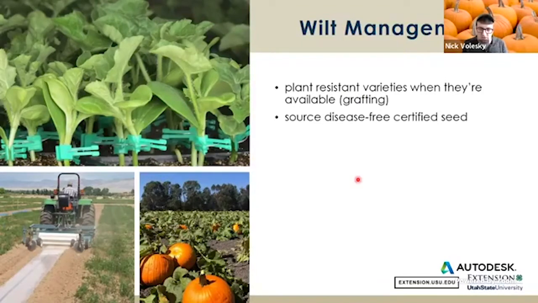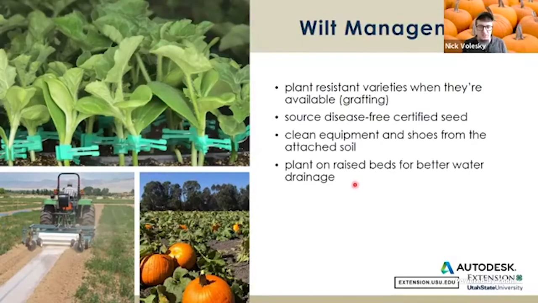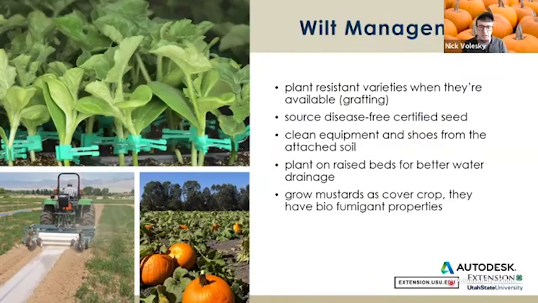So next, again, source disease-free seeds, and use clean equipment and shoes when you're moving from one location to the other. A lot of growers might use raised beds for better drainage. And what some people might do is grow mustards as a cover crop, because mustards have been shown to have biofumigant properties within the soil. So that's been shown to reduce fusarium and verticillium fungus.